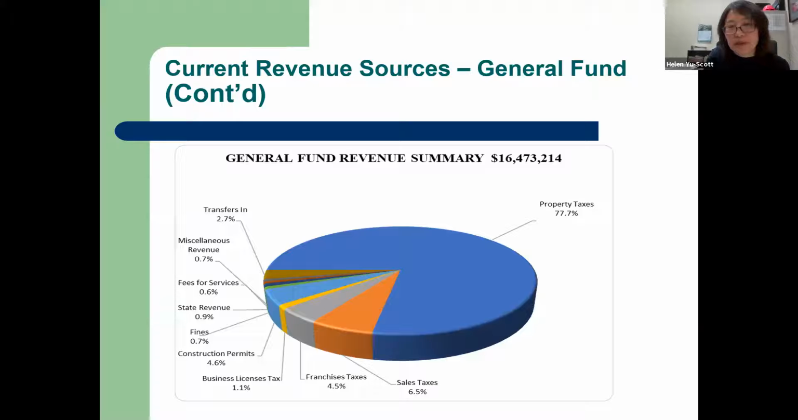That basically shows the percentages of the total. You can see from this pie chart that property tax is the majority of our revenue. So we really rely heavily on property tax.